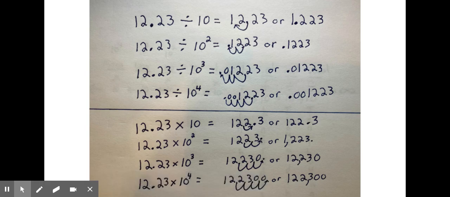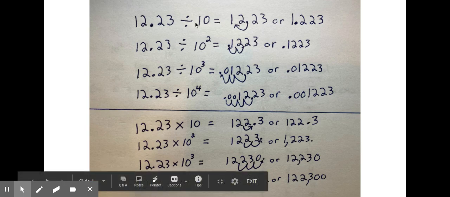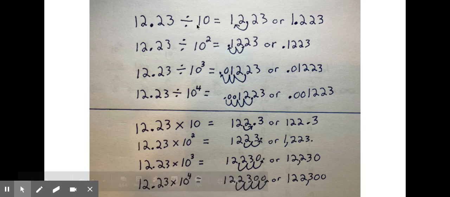Okay, more examples. I'm dividing 12 and 23 hundredths by the number 10. The number 10 has 1 zero. Simply, guys and gals, we're just moving that decimal 1 spot to the left. So let's take a look. Let's move it 1 spot to the left. Boom. That's going to be its new home. Now it's going to be 1 and 223 thousandths.